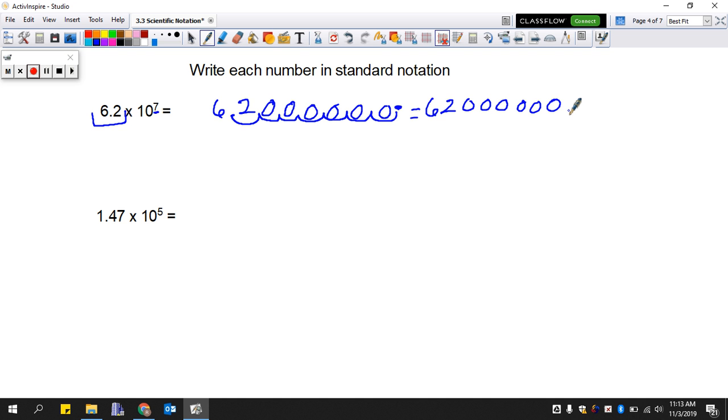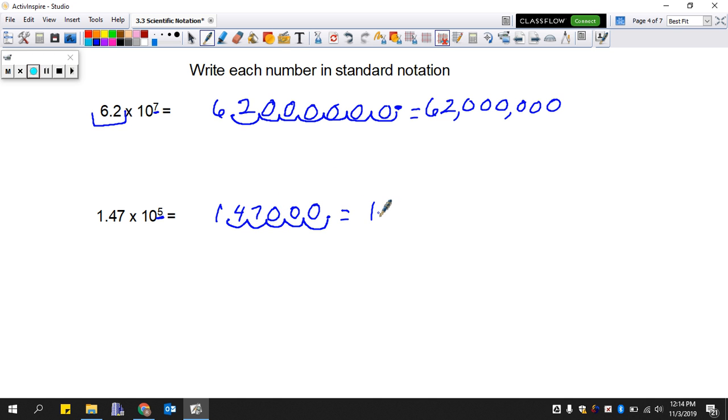All right. The second example, 1.47 times 10 to the 5. Once again, the 5 is a positive, which means that we're going to move the decimal point to the right because we're going to have a large number. So 1.47, we're going to move it 5 times: 1, 2, 3, 4, 5. The decimal point is going to end up over here, so we have to add the zeros, and we end up with 147,000. You don't put the decimal point at the end of a whole number. Come over 3 and put a comma, so it's 147,000.